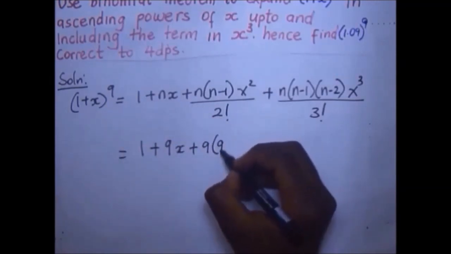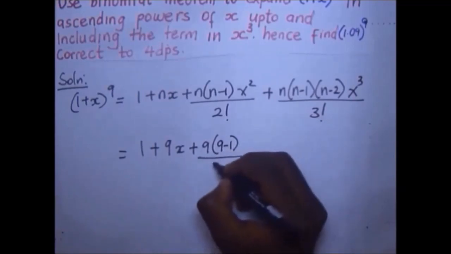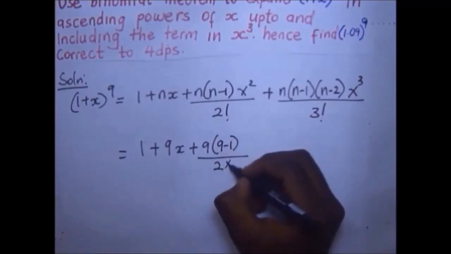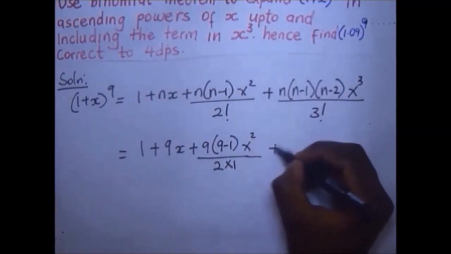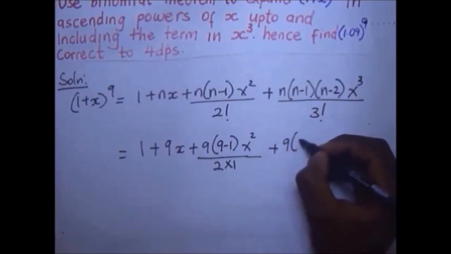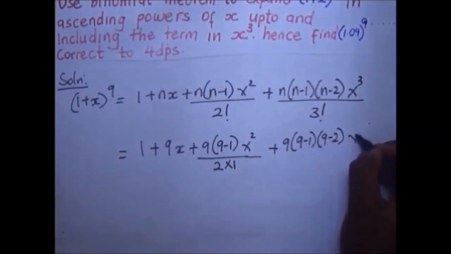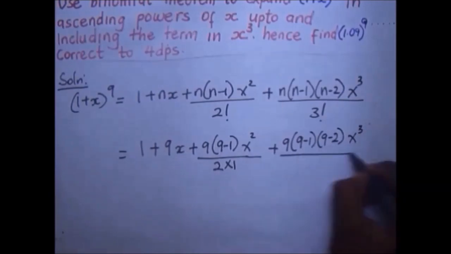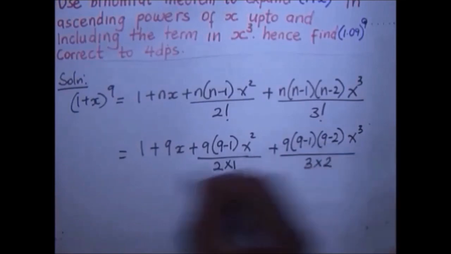9 into 9 minus 1 over 2 factorial, which is 2 times 1. That is going to be x squared plus, that is 9 into 9 minus 1 into 9 minus 2 x to the power 3 over 3 factorial. 3 factorial is 3 times 2.